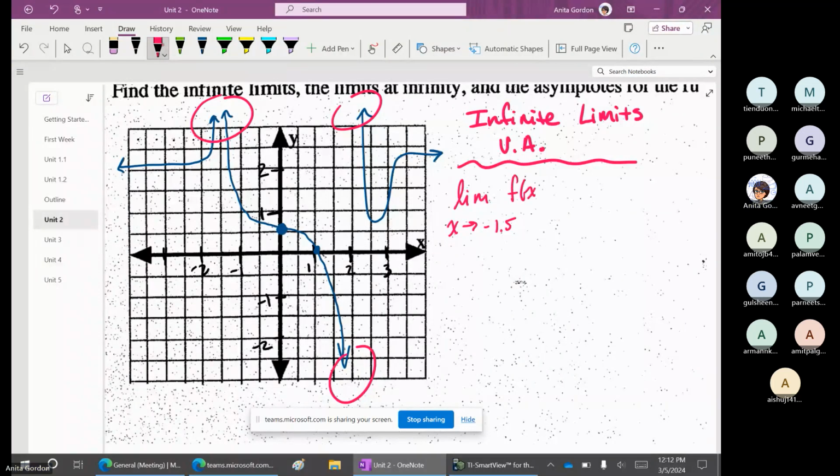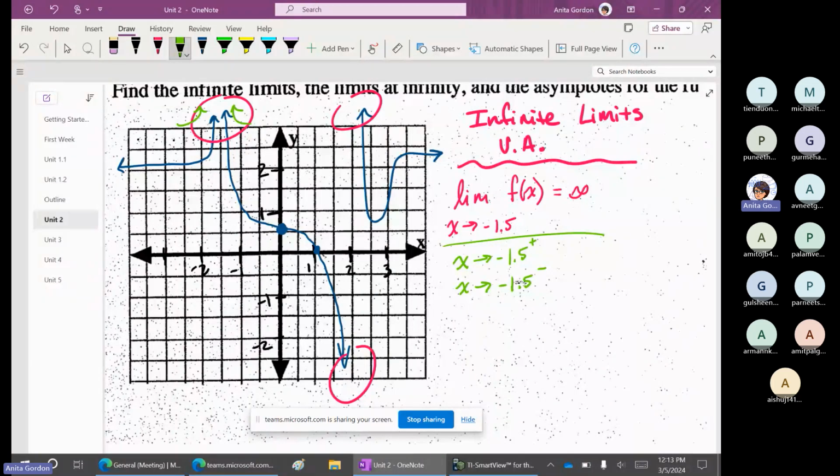Of the function f of x. I don't know the equation for this function, but I can describe the behavior. It's going up. So I have positive infinity here. I could also break this down. I could have said what's happening at negative 1.5 from the right, and then what's happening as we approach negative 1.5 from the left. But as you can see from the left and from the right, they're both going up to positive infinity. So I can just talk about the general limit as we approach negative 1.5.